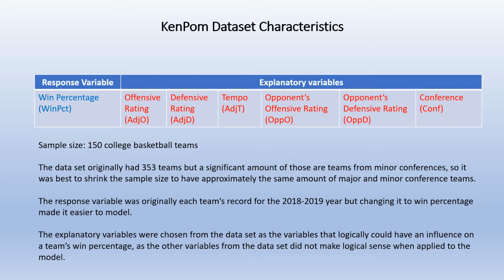Now, as previously said, I went with 150 college basketball teams because the original data set had 353, but a majority of them are from minor conferences, so it would kind of skew the data a little bit if I kept all 350. So having 150 pretty much made it more even between the major and minor conferences.